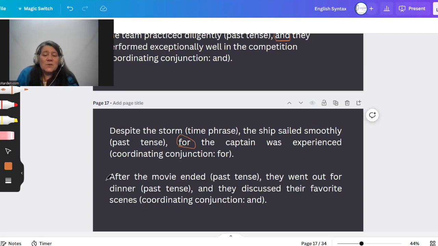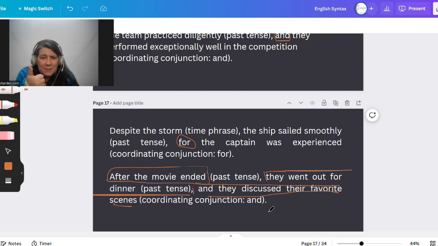After the movie ended, they went out for dinner and they discussed their favorite scenes. Ooh. Okay, so we have, this is one of the sentences, and this is the other sentence right here. Okay? I could even argue that this is a dependent clause. After the movie ended is dependent, and that this right here is our independent clause, and this is another independent clause. So that would give us one dependent clause and two independent clauses. So I might call that a compound complex sentence.